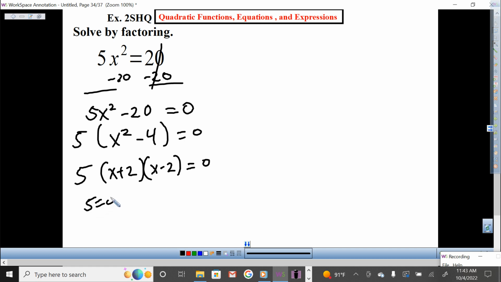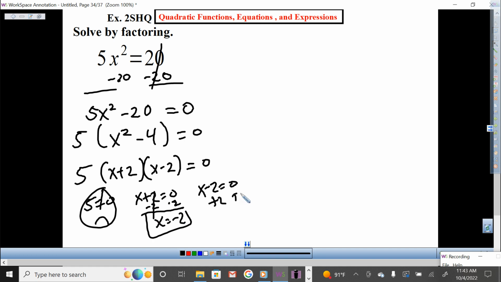So 5 equal to 0, x plus 2 equal to 0, x minus 2 equal to 0. This is not true. Minus 2 minus 2, x equals negative 2, plus 2 plus 2, x equals 2. Woo, let's go. The 5 eliminates because once we set it equal to 0, it's 5 equal to 0. No? Okay.